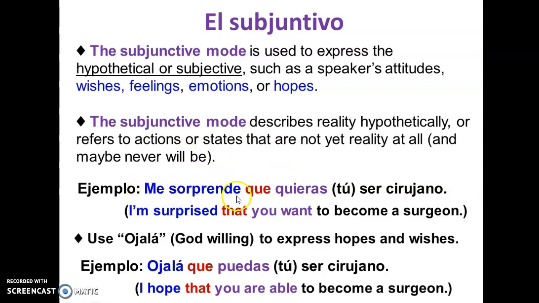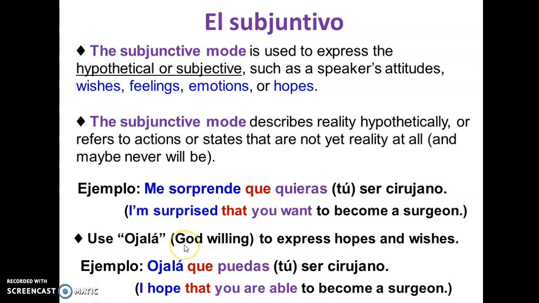Example: me sorprende que quieras ser cirujano. So I'm surprised. That's my emotion there. I'm surprised that you want to become a surgeon. And because I'm surprised, my second verb needs to be in the subjunctive mode. That's why I color-coded it in purple so you can see that's the subjunctive conjugation right here. And every time we use this type of structure, we always need to use que. That's the connector, that's "that." In Spanish, you cannot avoid it. You cannot skip it. You have to use it every single time.